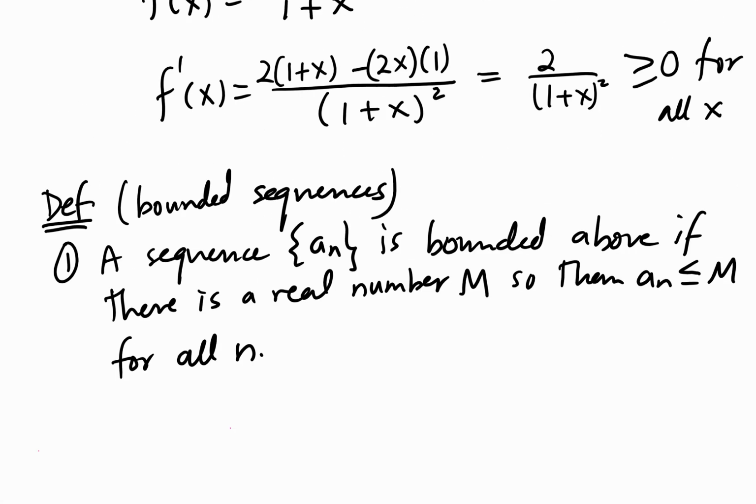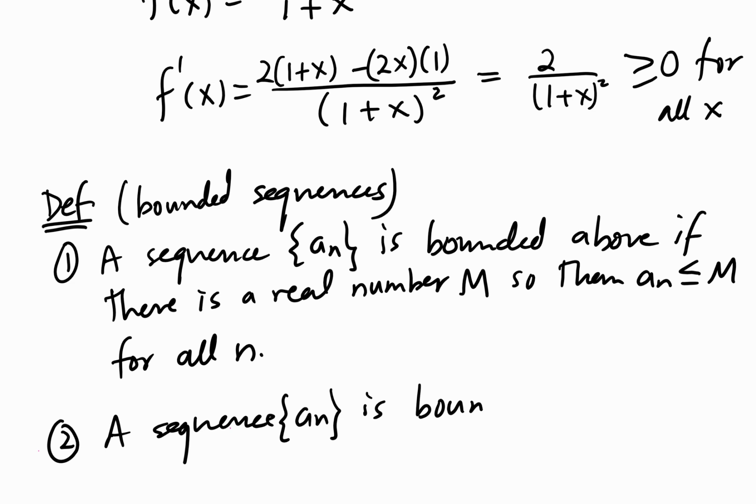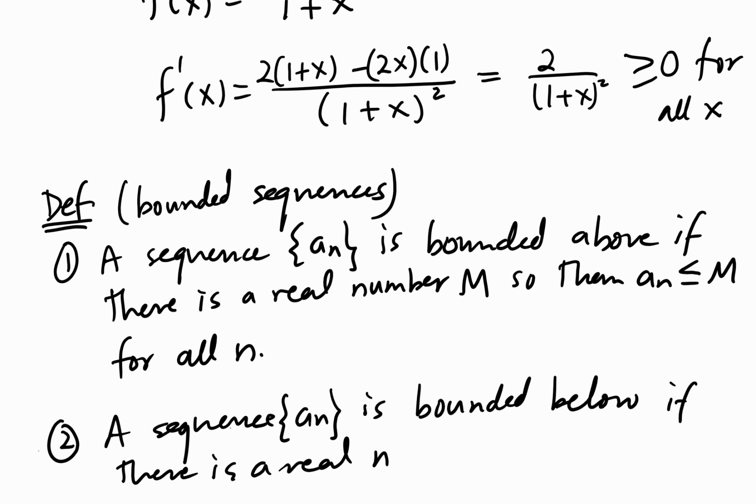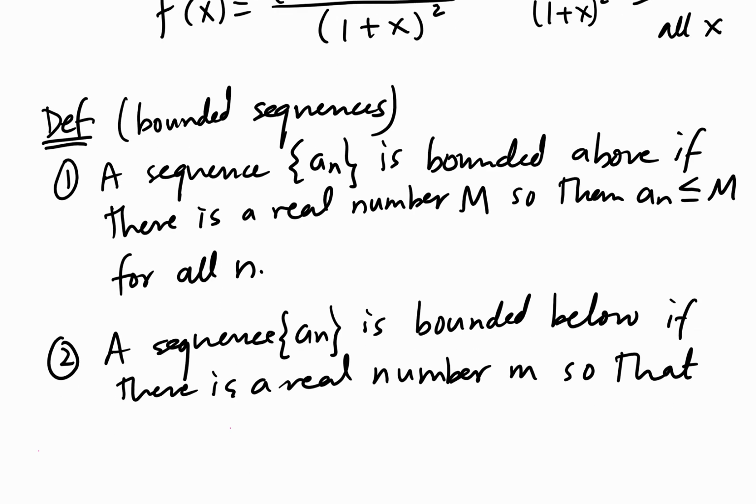Now, a sequence, same sequence a_n, is bounded below if there is a real number, small m, so that a_n is bigger than or equal to small m for all n.